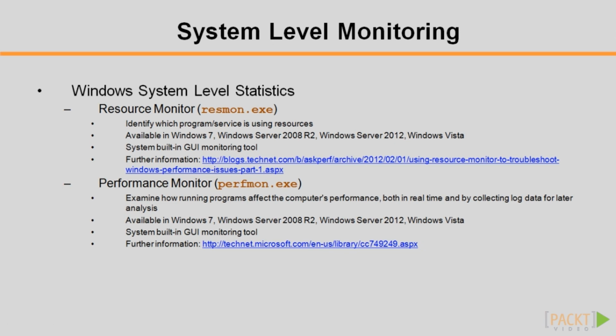For Windows platforms, there are two system built-in monitoring tools, Resource Monitor and Performance Monitor, providing similar functions. Resource Monitor helps to identify which program or service is using resources. Performance Monitor examines how running programs affect the computer's performance, both in real time and by collecting log data for later analysis. Both tools are available in contemporary Windows versions. You may visit the websites for further information.